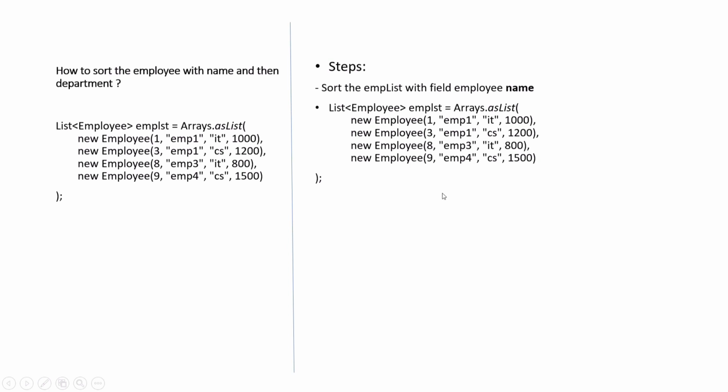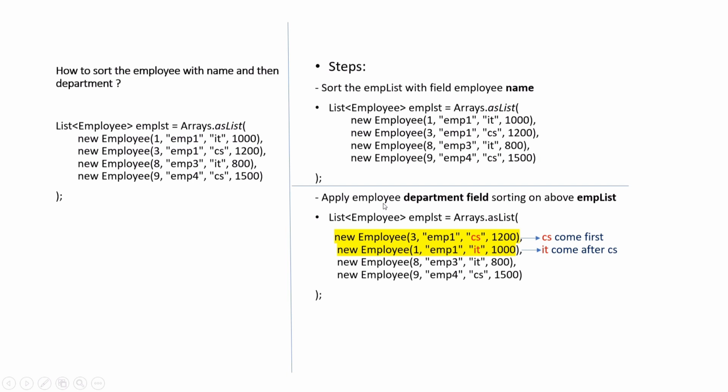Now employee ID 1 and employee ID 3 have the same employee name. So here you will find the change in the next step, once we apply department sorting in this list. Let's see. Apply employee department field sorting on the above list. Once we apply it, employee ID 3 comes first and employee ID 1 comes later, because employee ID 3 and employee ID 1 have the same name, so after applying department field sorting, it swapped.